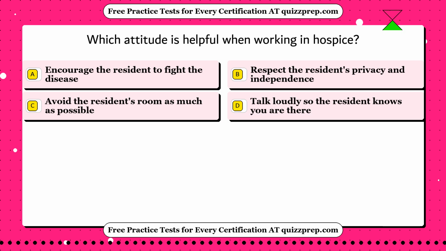Question 83. Which attitude is helpful when working in hospice? Option A, encourage the resident to fight the disease. Option B, respect the resident's privacy and independence. Option C, avoid the resident's room as much as possible. Option D, talk loudly so the resident knows you are there.